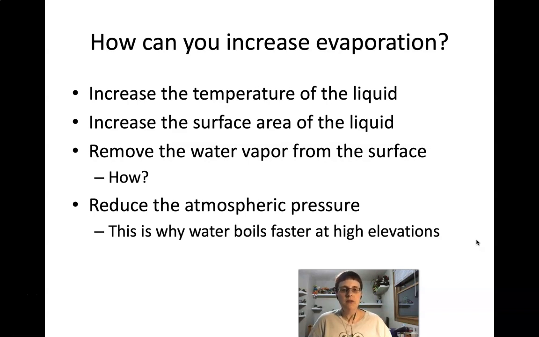So if you're doing something that requires boiling water, the atmospheric pressure can mess with that because it will boil faster at higher elevations, but the temperature of the water will be lower than it would at a lower elevation. Here in Ohio, we are at approximately sea level, so the water will boil at 100 degrees Celsius. But if you are at a higher elevation, your water will not be at 100 degrees Celsius when it boils. It will be at a lower temperature.